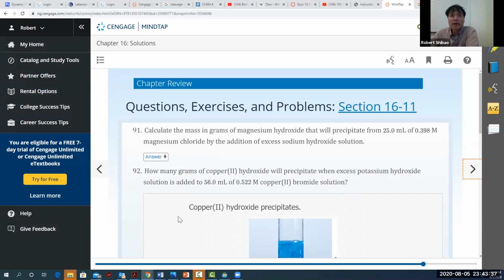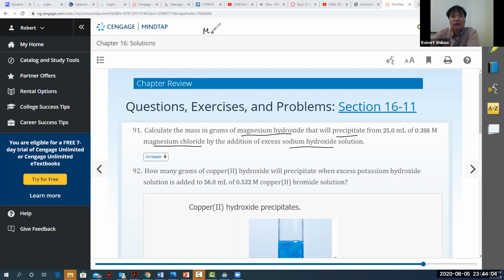All right, calculate the mass in grams of magnesium hydroxide that will precipitate from 25.0 milliliters of 0.398 molar magnesium chloride by the addition of excess sodium hydroxide solution. So this is a stoichiometry problem. So stoichiometry, yes, we do need that. Solution stoichiometry is very important. And so magnesium hydroxide precipitate is going to be precipitated from magnesium chloride and excess sodium hydroxide.